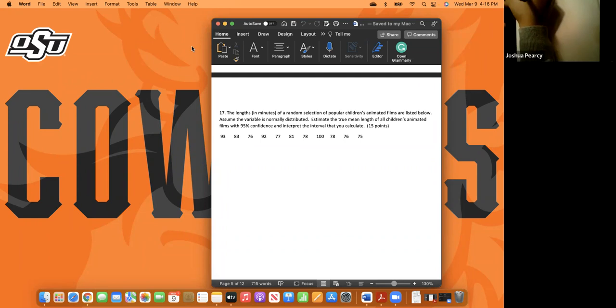So the confidence level in this case is 95% confidence. And the sample size is however many data values we have. 1, 2, 3, 4, 5, 6, 7, 8, 9, 10. Is that 11? Yeah, so N is 11.